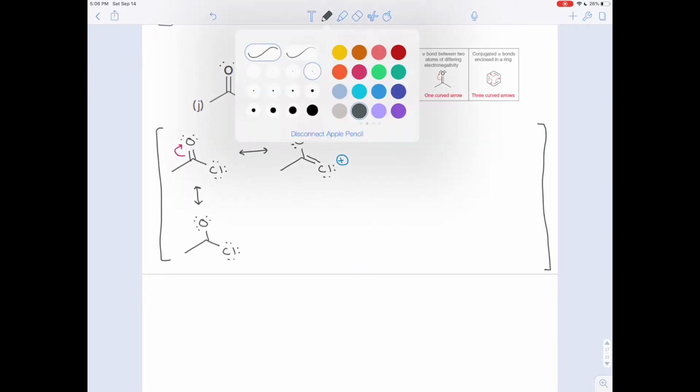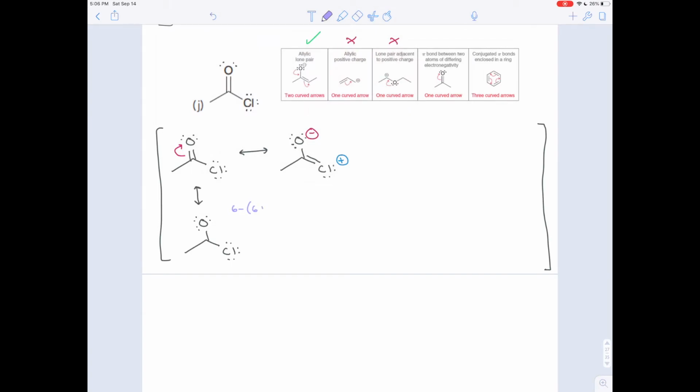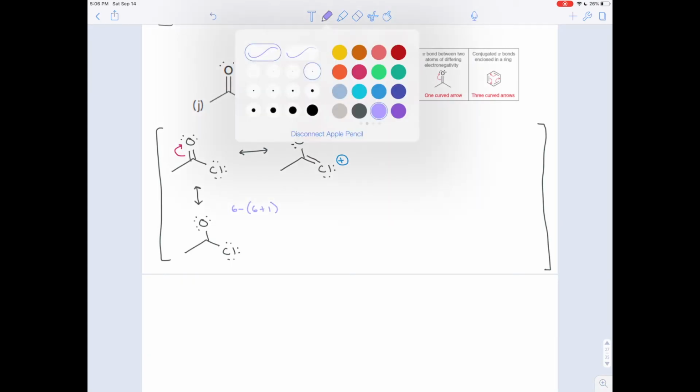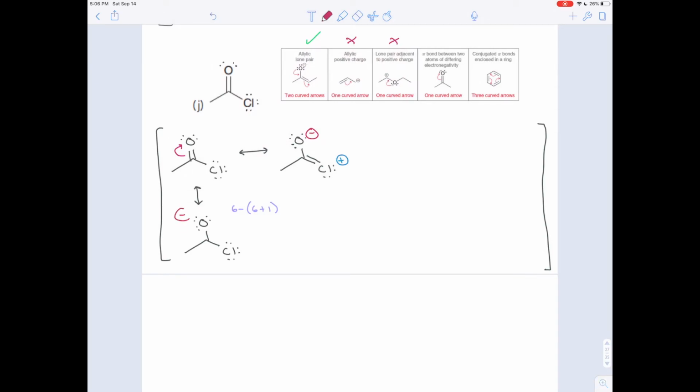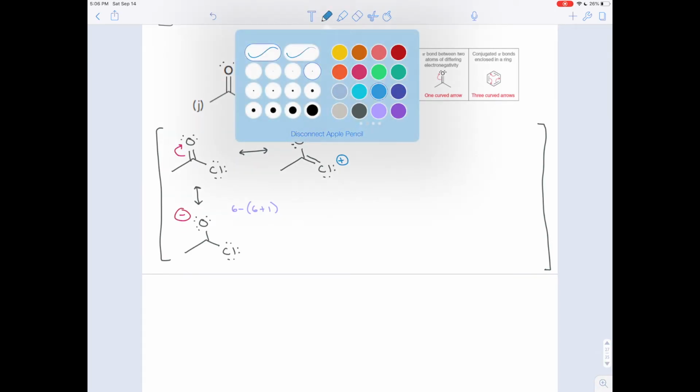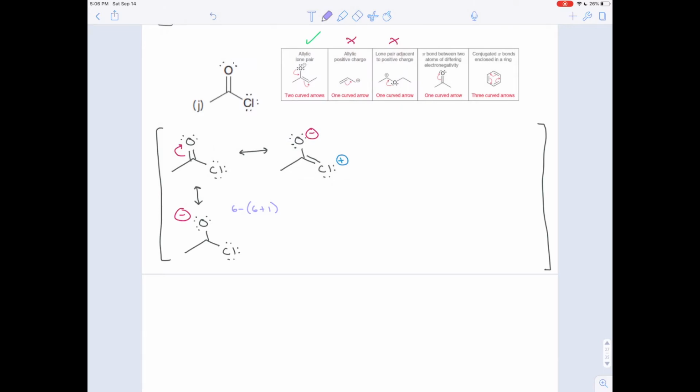Now in this structure, the oxygen is 6 minus 6 dots, 1 line, that's 6 minus 7. That oxygen has a negative 1 charge. And the carbon just below it, that carbon has 4 minus 0 dots, 3 lines, so that carbon has a positive 1 charge.